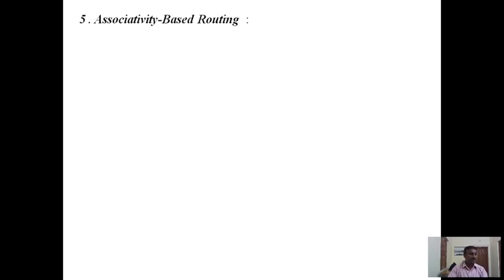So this is the concept of location aided routing. Then the next routing concept is associativity based routing. This is the fifth one, nothing but the associativity based routing protocol.